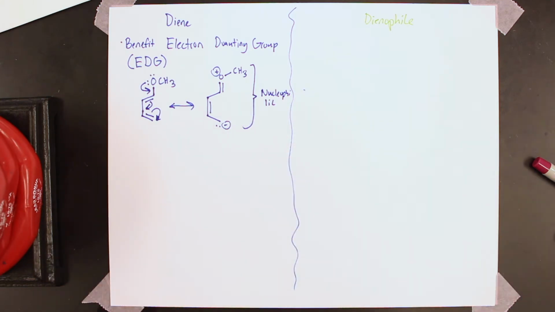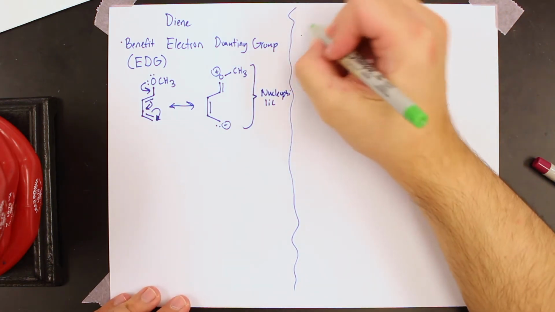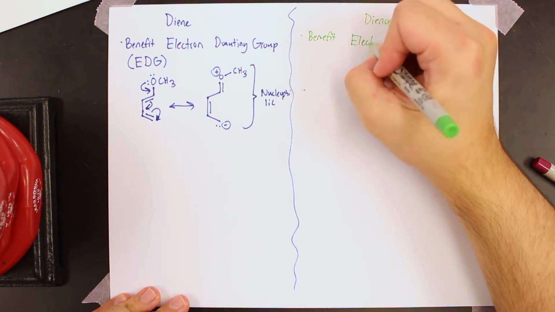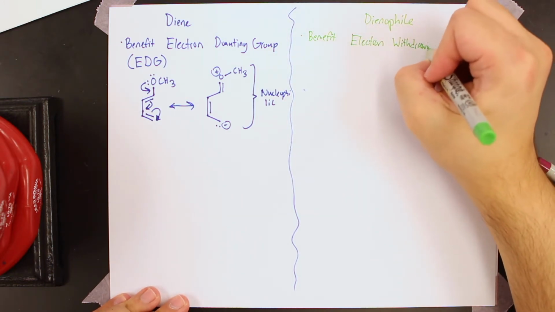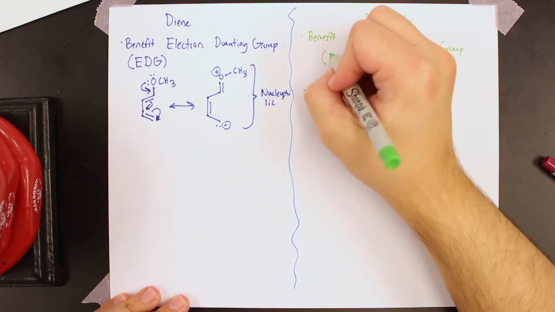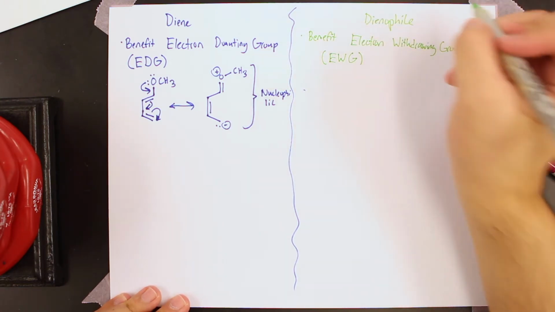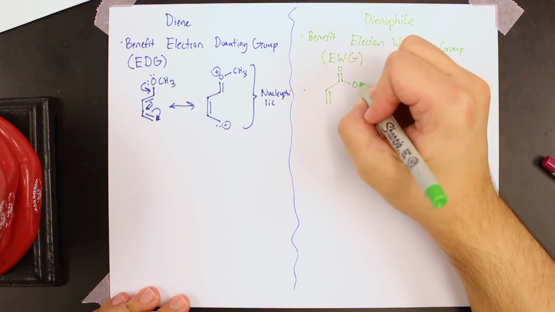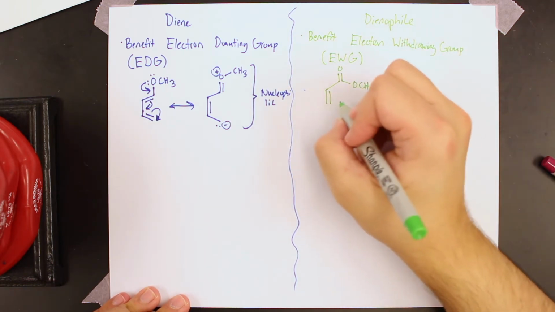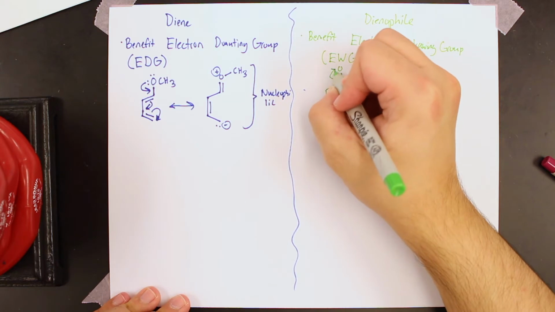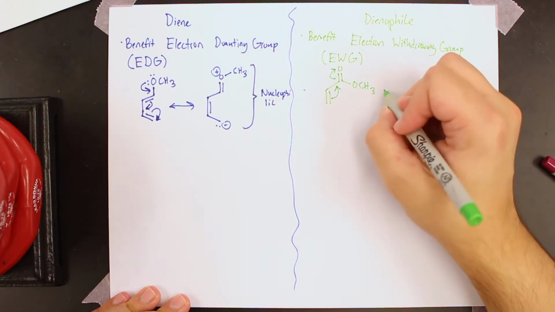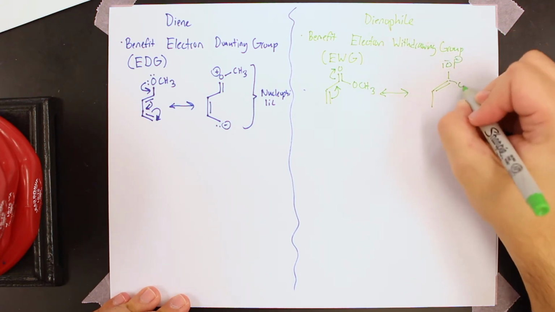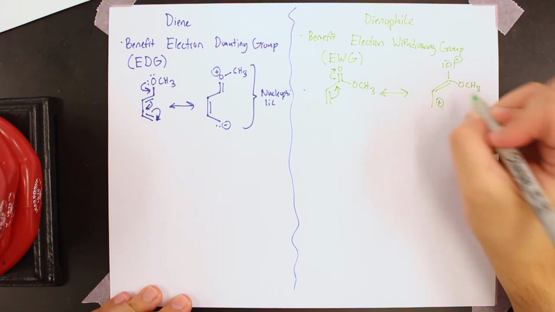Okay, let's compare that to the dienophile. The dienophile likes to benefit from having an electron withdrawing group. Okay, so this is abbreviated as EWG. An example of an electron withdrawing group is, say, any carbonyl compound. So here I'll use a methyl ester. And similarly, we can draw a resonance structure in which this group will actually pull electrons into its pi system. So now we're going to have something that looks like this. And then now this carbon is going to have a positive charge.